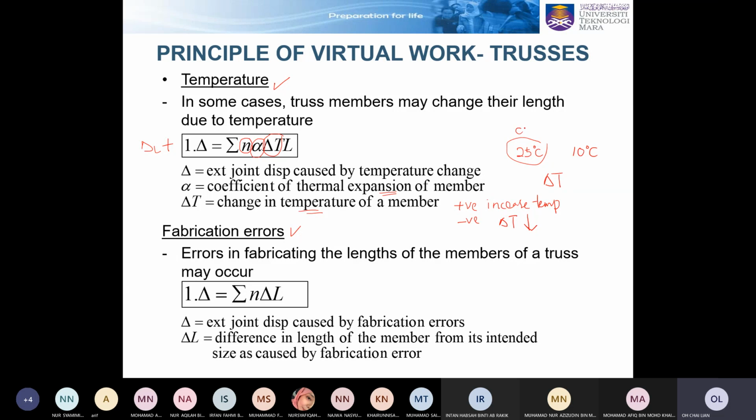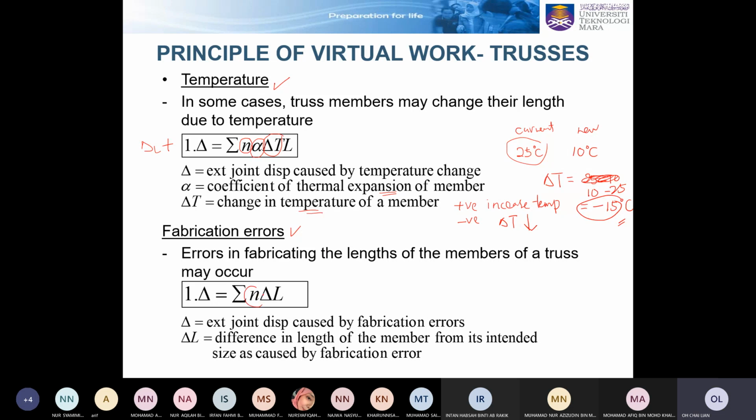This is the current, and this is the new. So it will be 10 minus 25, which is negative 15 because this is a reduced temperature. This is how you get delta T: the difference between the new and the current. If it is decreased, you put a negative. If it is increased, you put a positive. Okay, how about the fabrication error?